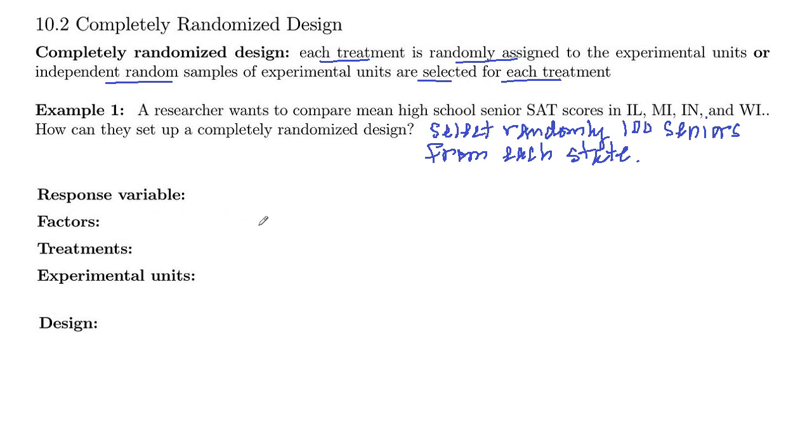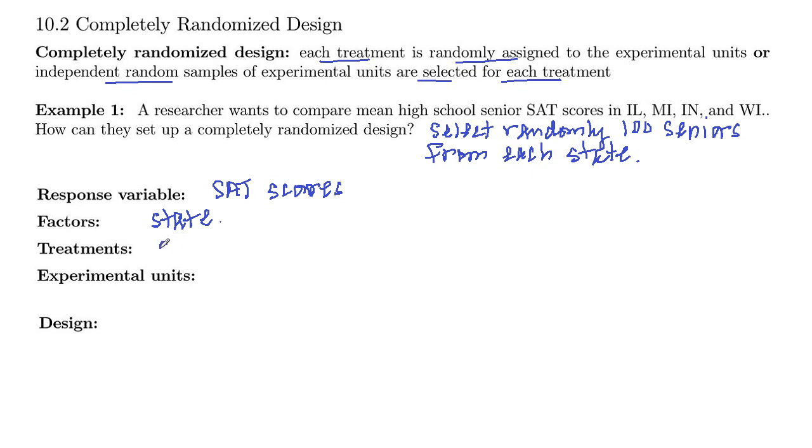Let's look at what our response variable would be. So the SAT scores here are going to respond. So SAT scores, and that's quantitative. Your factor here, so your variable, is going to be which state. So that's qualitative. And then the treatments, factor level combinations.